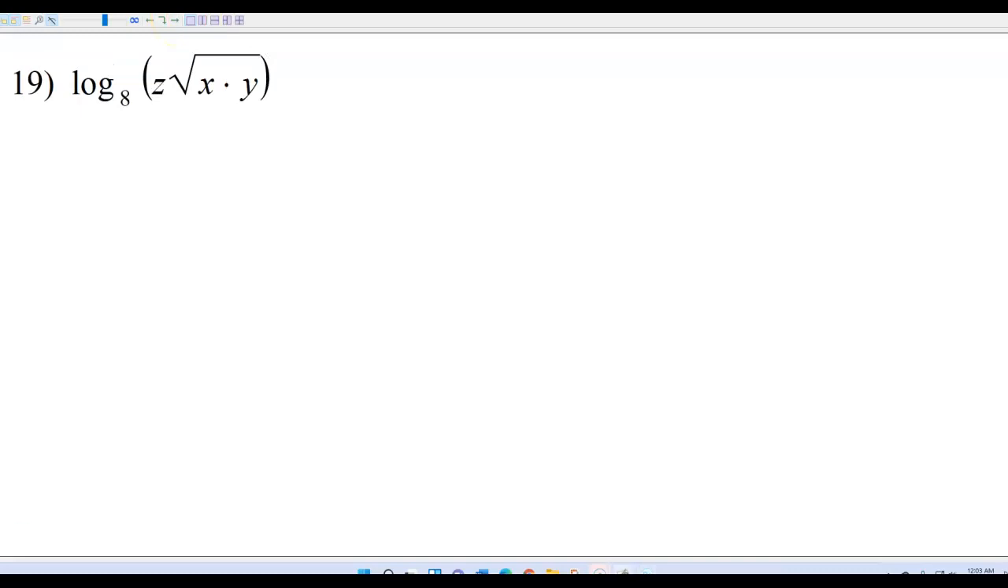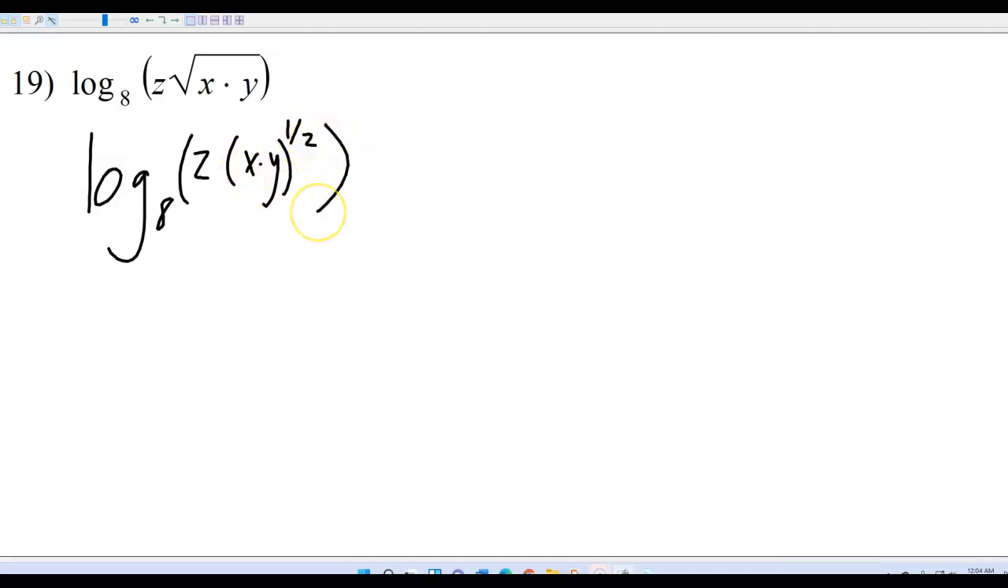All right. Go ahead and take a look at this. So square roots. How do we handle the square root situation? Well, the first thing you want to do with those is rewrite it as a power. A square root is a half power. So instead of the square root of xy, I'm going to have xy to the 1/2 power.